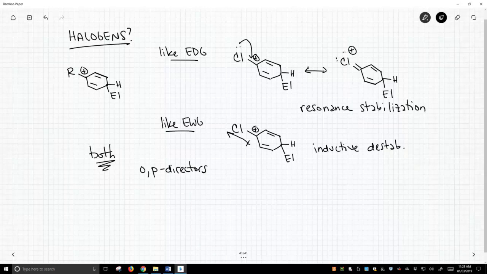And you might say, well, if they're ortho-paradirectors, that seals it. They must be donating groups. However, they are not activators. They are actually deactivators. Of course, ortho-paradirectors, that's something that we see in electron donating groups, and deactivators are things that we see in electron withdrawing groups. So we see both this resonance stabilization and inductive destabilization in halogens, which keeps us from putting halogens cleanly into the electron donating or withdrawing groups. They have properties of both. They are, however, ortho-paradirectors, and they also happen to be deactivators.